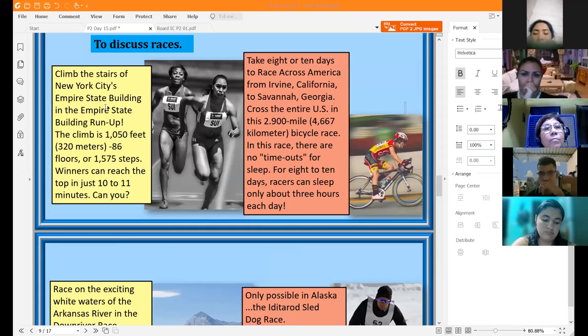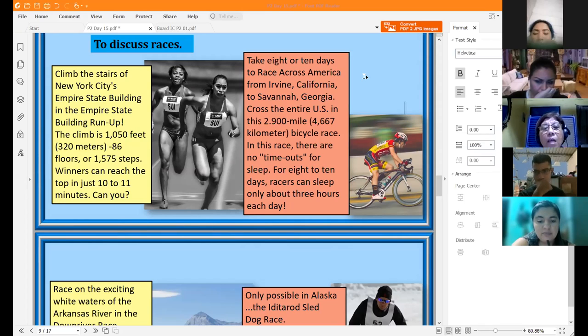Climb the stairs of New York City's Empire State Building. In the Empire State Building, run up. The climb is 1,050 feet, that is 320 meters, 86 floors, or 1,575 steps. Winners can reach the top in just 10 to 11 minutes. Can you? Take 8 to 10 days to race across America from Irvine, California to Savannah, Georgia. Cross the entire US in this 2,900 mile, that is 4,667 kilometer bicycle race. In this race, there are no timeouts for sleep.